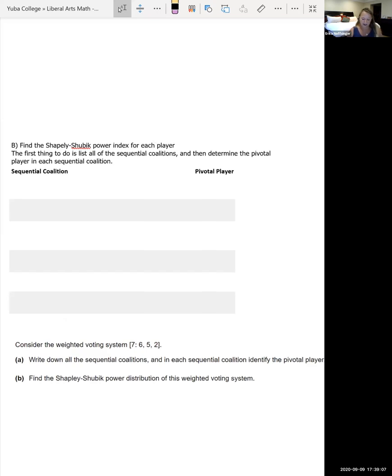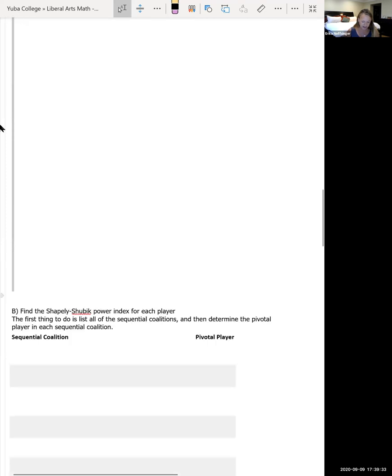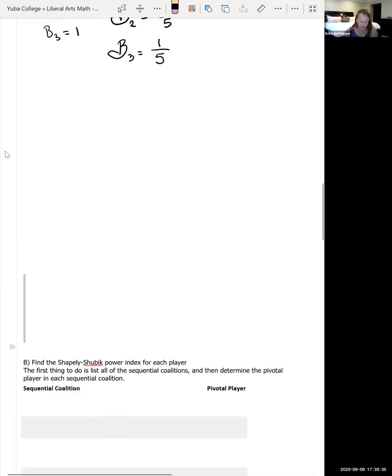Okay, so to find the Shapley-Shubik index of each player, the first thing we were going to do is list all the sequential coalitions and then determine the pivotal players for each one. So this was actually for part B. Let me scroll up. So let's do the same thing we just did for the Banzhaf power for each player in that coalition. Let's do it and see what we get with a Shapley-Shubik.